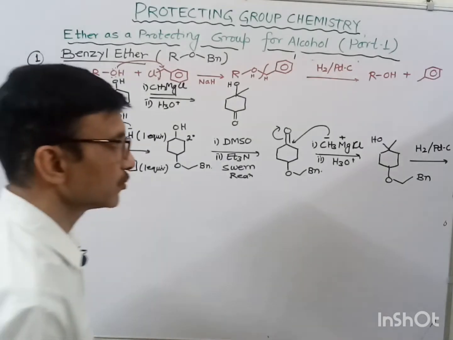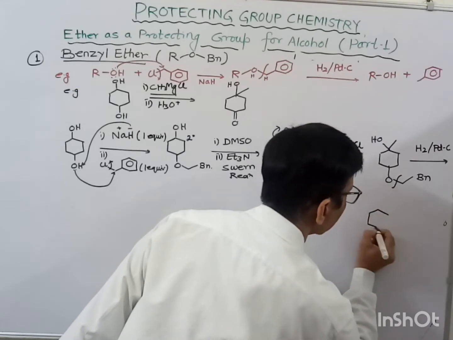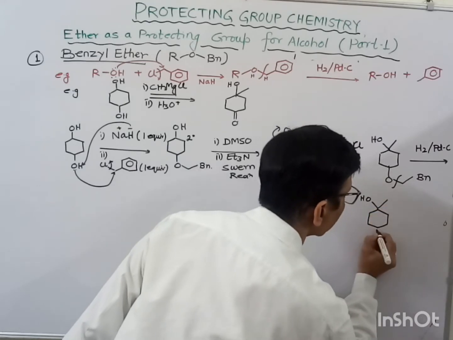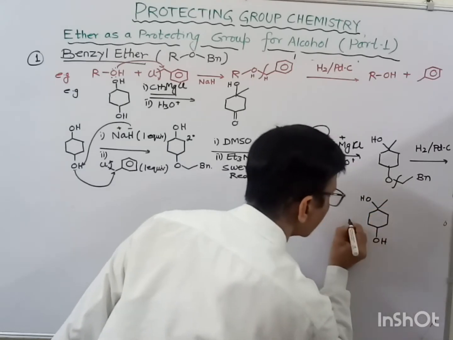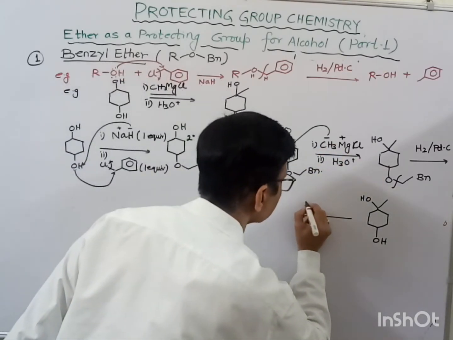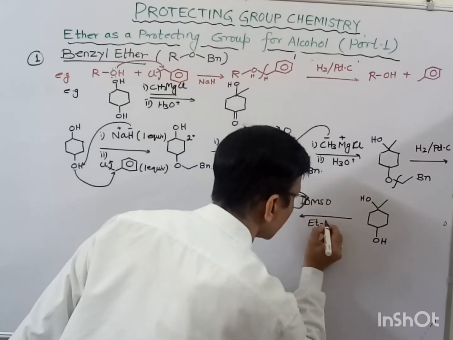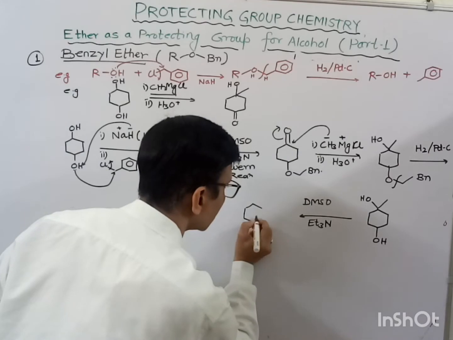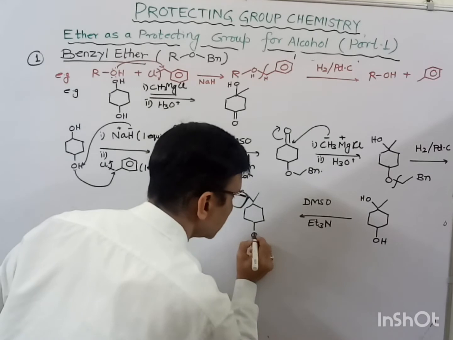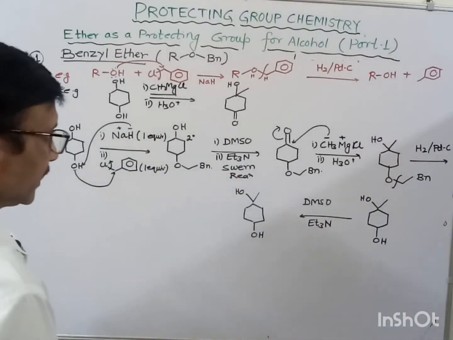Hydrogenolysis, that will be there, and this will get broken, and we will get here OH. Now again, that can be oxidized using Swern's reagent, Swern oxidation, DMSO and triethylamine, and we will get our desired product. Okay, so like this, this is one of the examples.